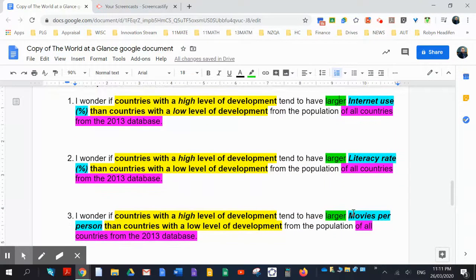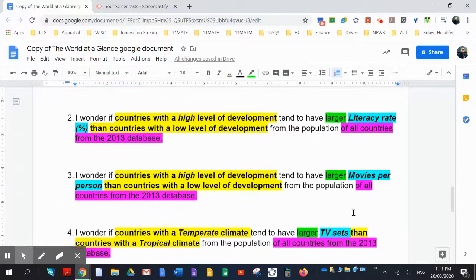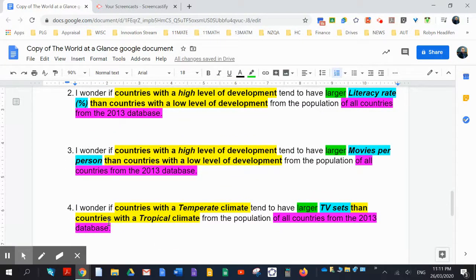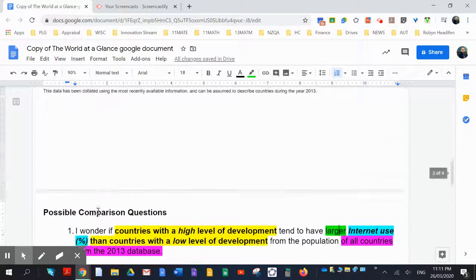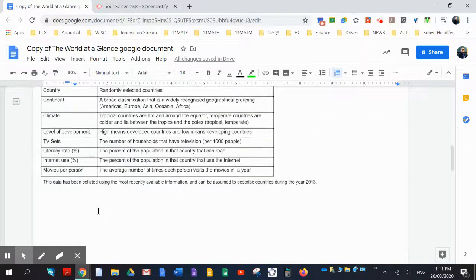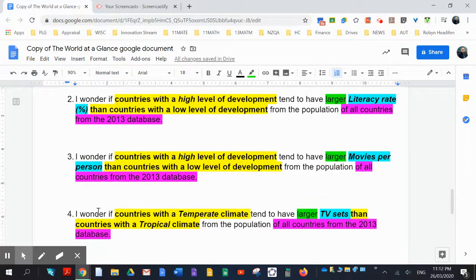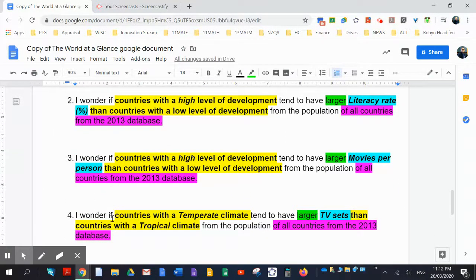And I've got a few others. Feel free to pause the video and have a look at this, please. This is interesting. I thought I'd pose a question based on the climate status of countries, and looking at TV sets. I thought about this, and I was like, well, I don't know. Maybe countries which are based around the equator, maybe they don't have as many TVs, and I don't know why. Maybe I need to do more research on this.